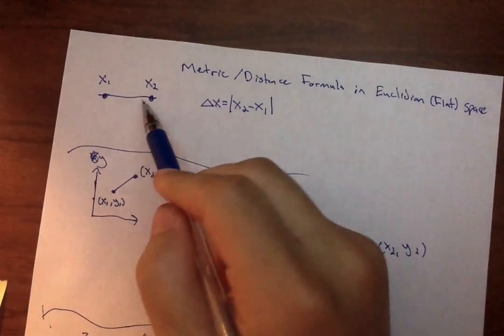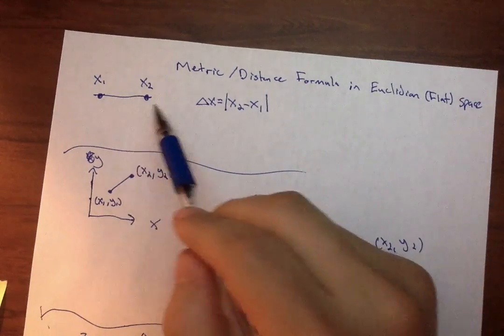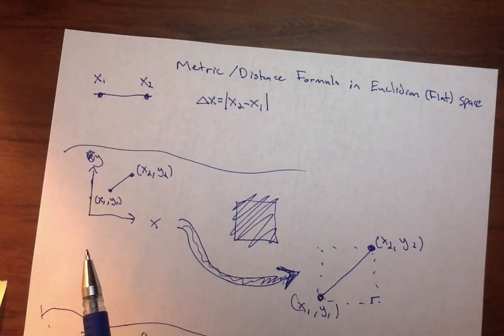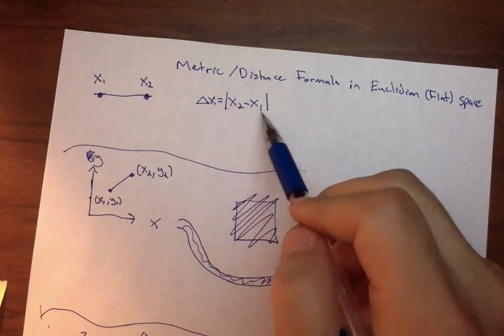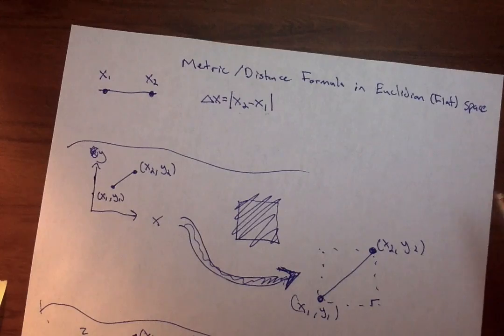So if I have a 1D line here, then this is pretty straightforward. The distance formula here, the metric, is the absolute value of x2 minus x1. Okay, and I'm sticking these absolute value signs on here because the distance is always going to be positive.